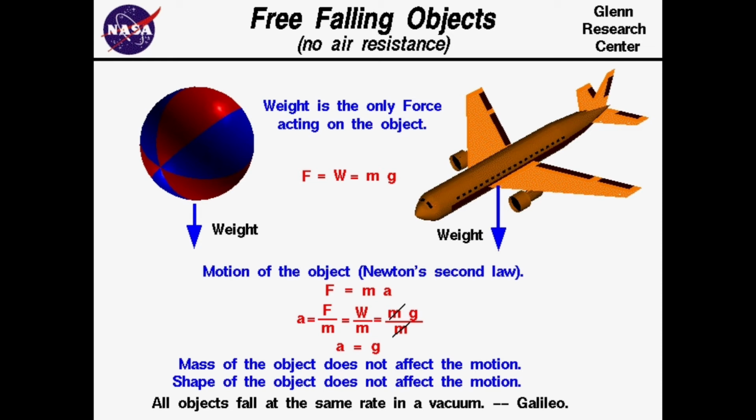Now, the force on the Earth is equal to the force on the apple. But the mass of the Earth is too large compared to the mass of the apple. Therefore, the acceleration produced in the Earth is too small to be seen. That is why the Earth is not seen rising toward the apple. Mass of an object does not affect the motion. Shape of an object does not affect the motion. All objects fall at the same rate in a vacuum, according to Galileo.